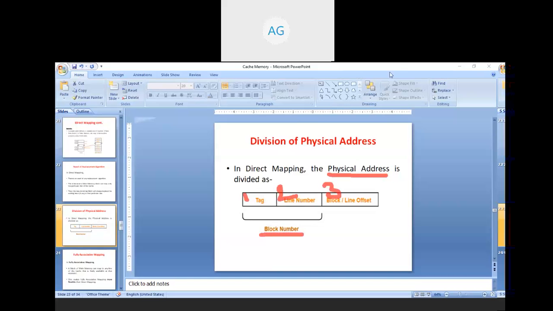So if a block number is given to you, then you need to consider this as a combination of tag and the line number. Just a minute, some more participants are waiting in the lobby.